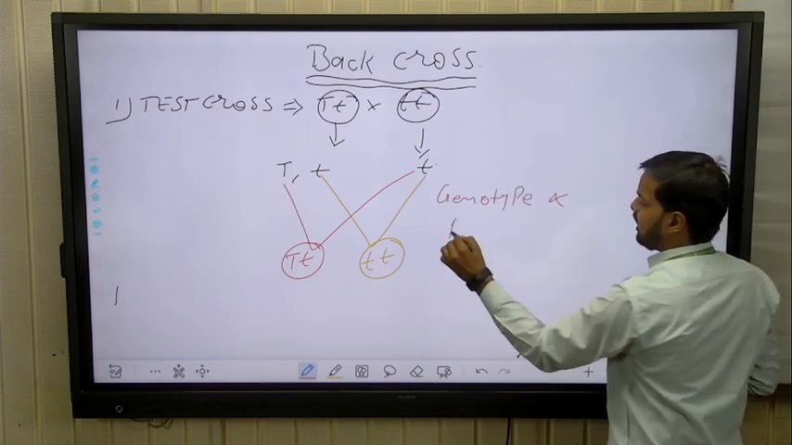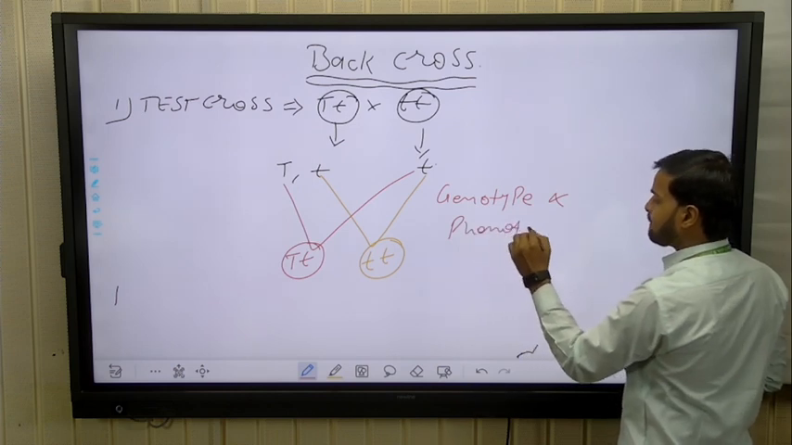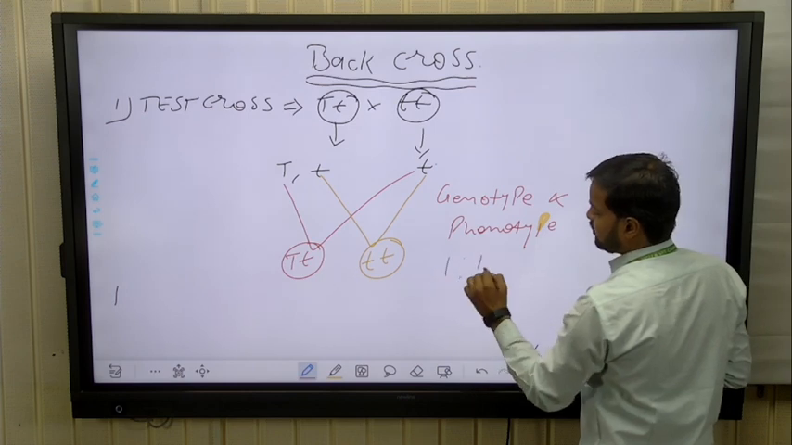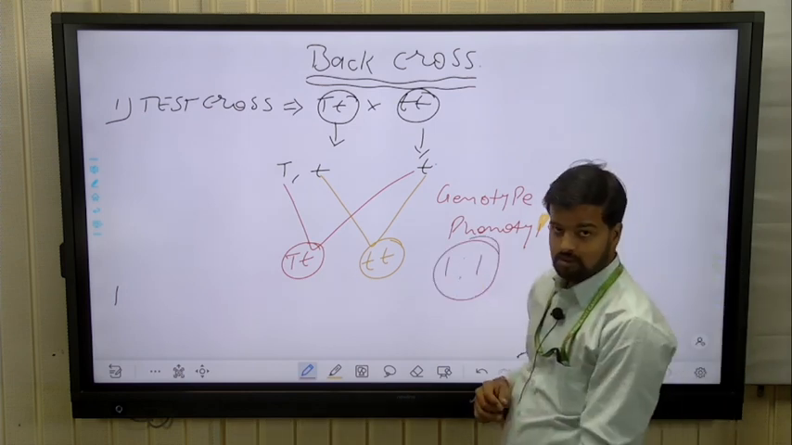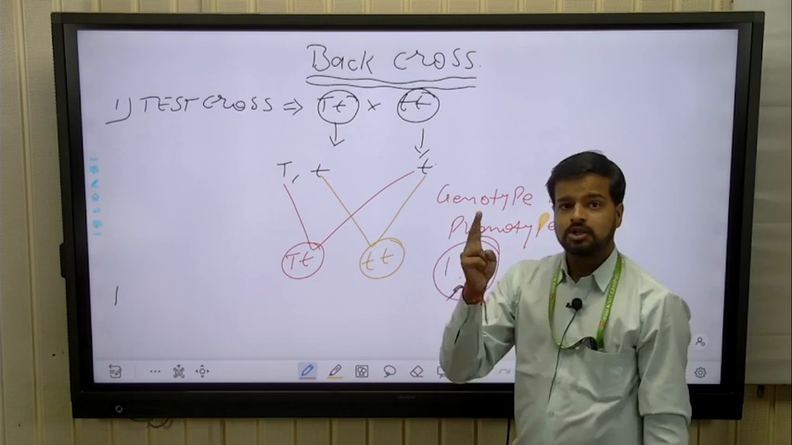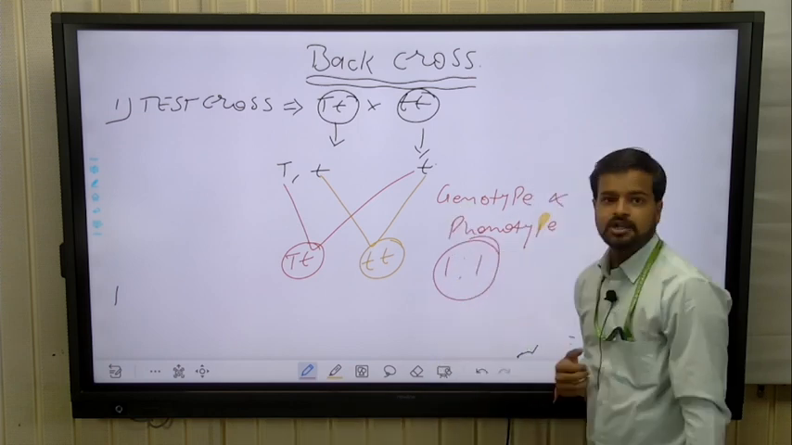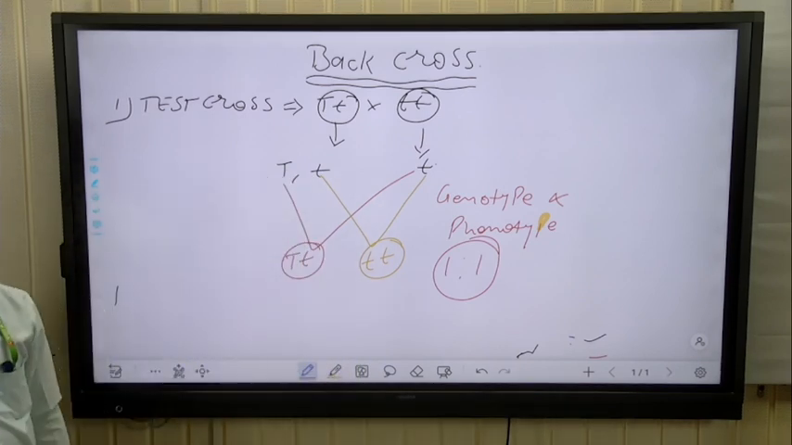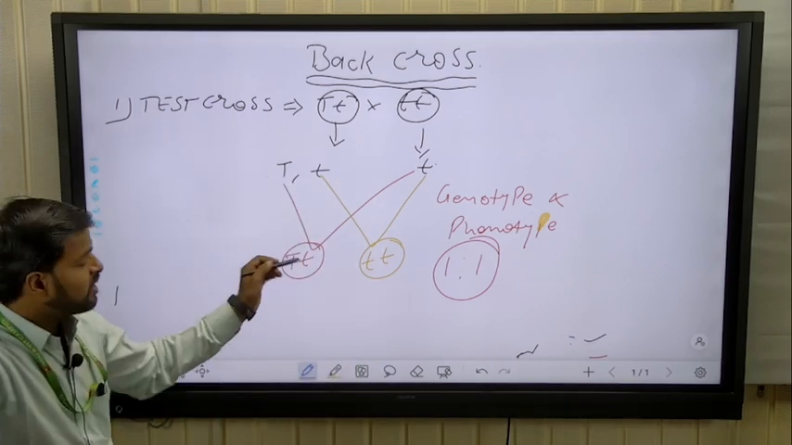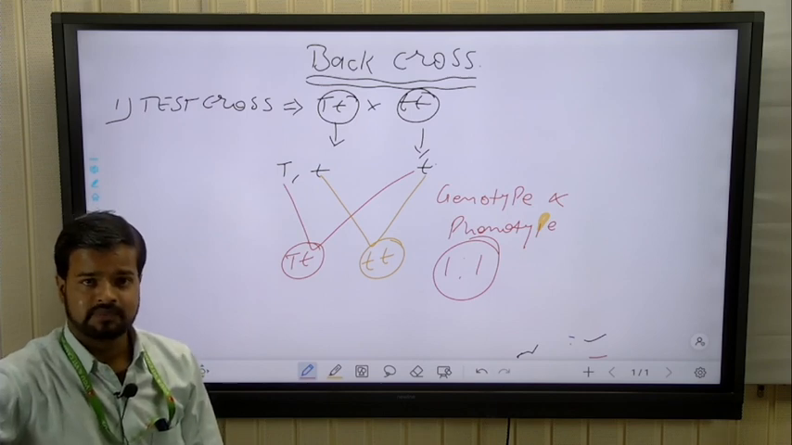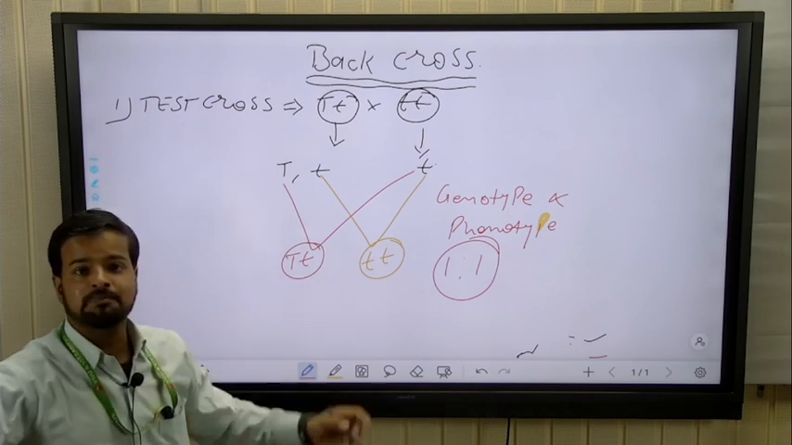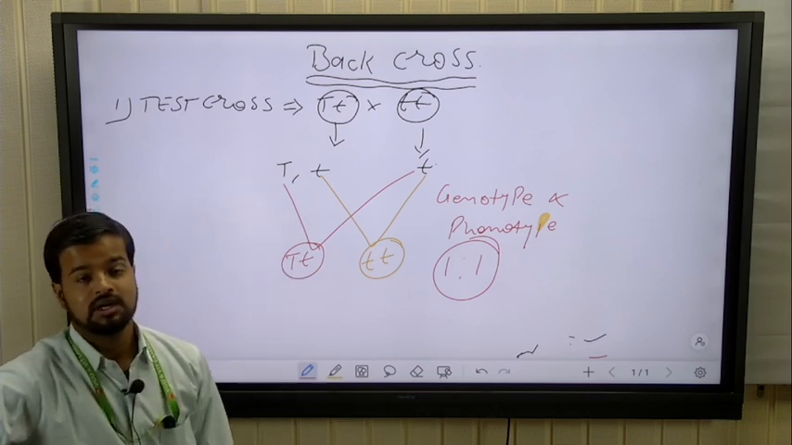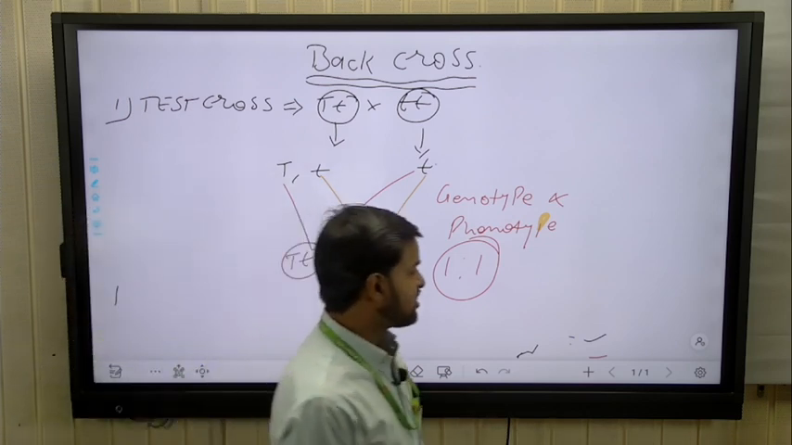Genotype and phenotype are the same, that is 1:1. From this cross we obtain the same result in genotype and phenotype. That means the ratio of genotype and phenotype is 1:1. Is it clear? The genotypic composition of test cross is capital T small t and small t small t. That is all about the test cross.